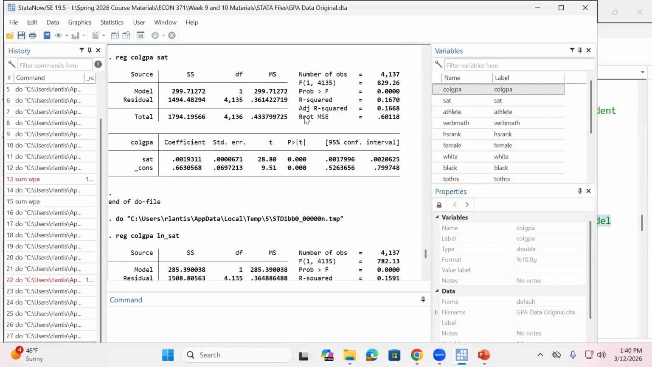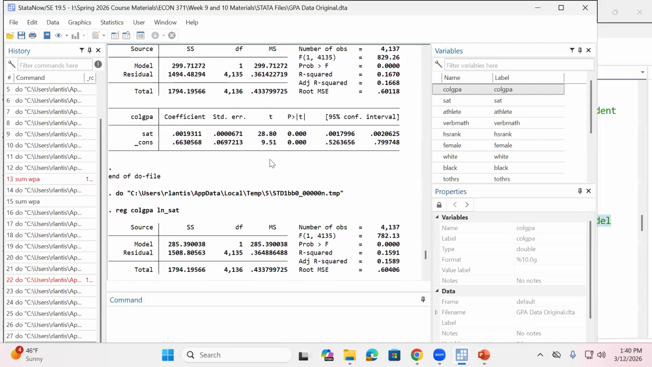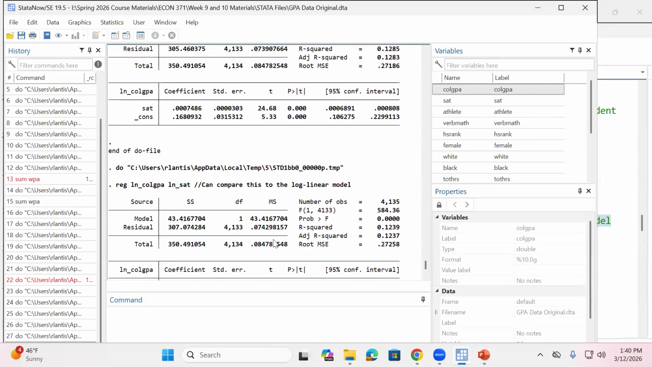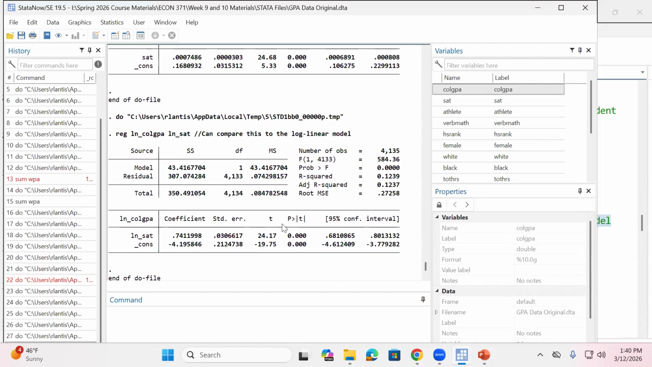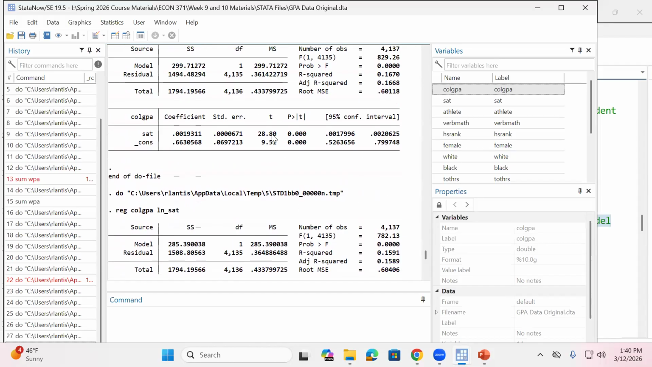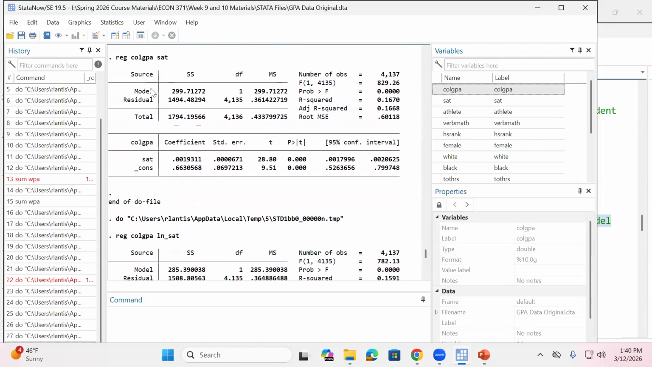Okay. Now I could also compare the statistical significance. So 28, 27, 24, 24, sure enough, it lines up with the R squared: the one that had the highest test statistic, or the highest statistical significance, was that linear model. So those are the two things we can compare across these models to determine which one is better. Okay.